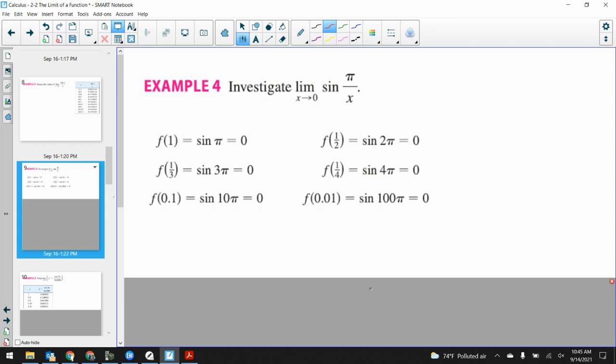What if I plugged in 0.1? Okay, so that's sine of 10 pi, which is full rotations, getting us back around to 2 pi, the y value's 0. What would you estimate the limit to be then? What do you think the limit's going to be?